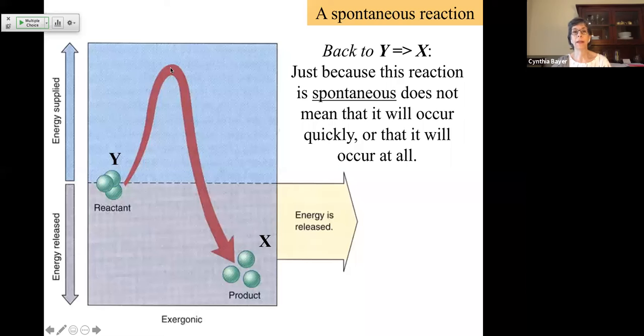To get to a state that is more unstable, has greater free energy, a state in which it can be converted to X. So Y actually has to change to get to a distorted, higher, unstable state in order for it to be converted to X. And so let's look at an example of a spontaneous reaction.